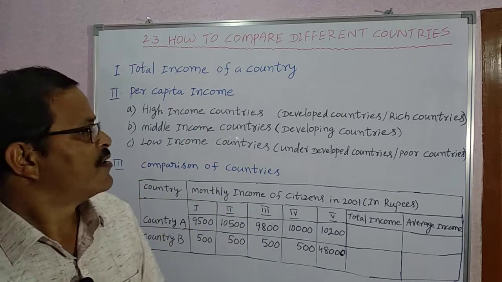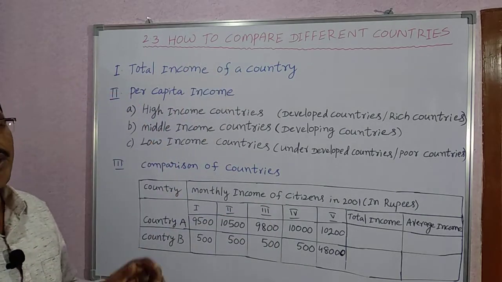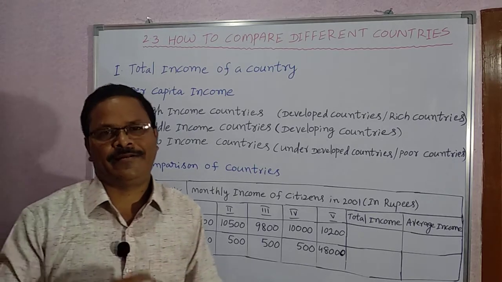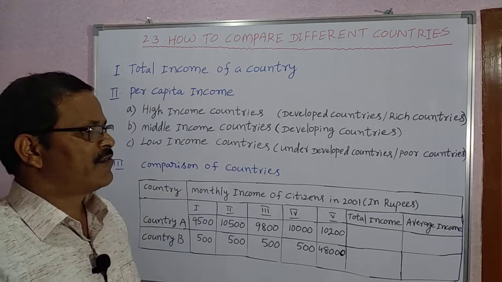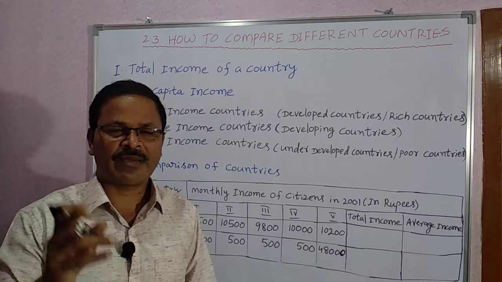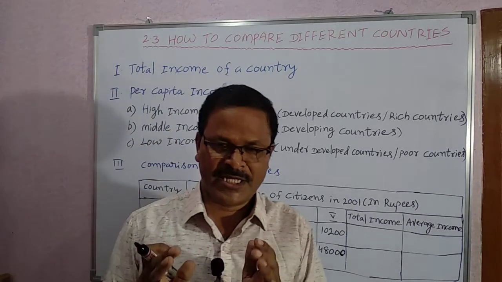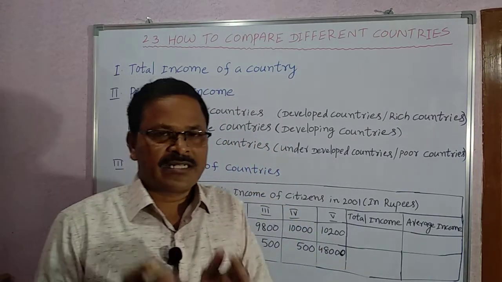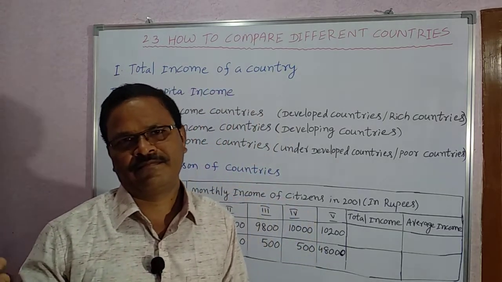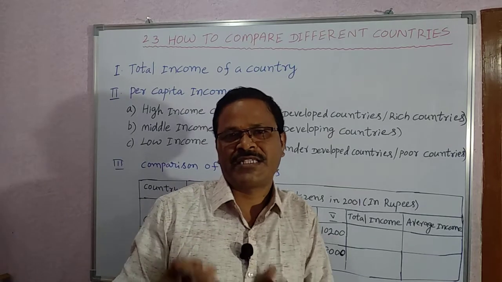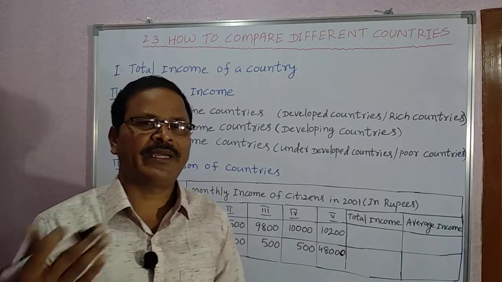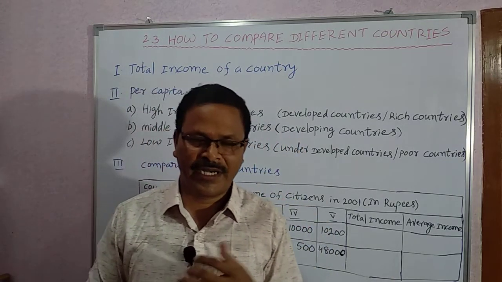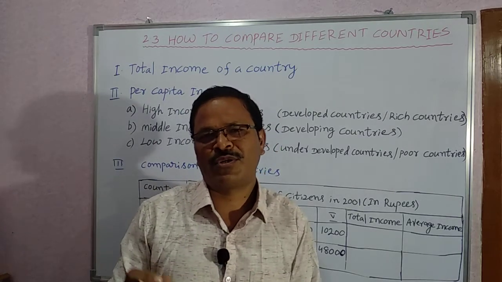In this way, for comparing countries, total income of a country is considered to be one of the most important criteria. Countries with more income are considered more developed than countries with low income. More income means more of all things that human beings need.